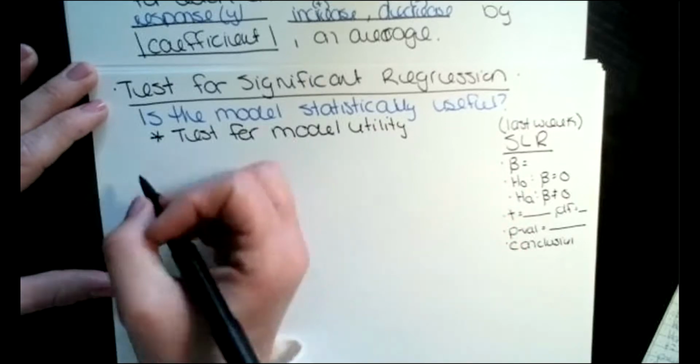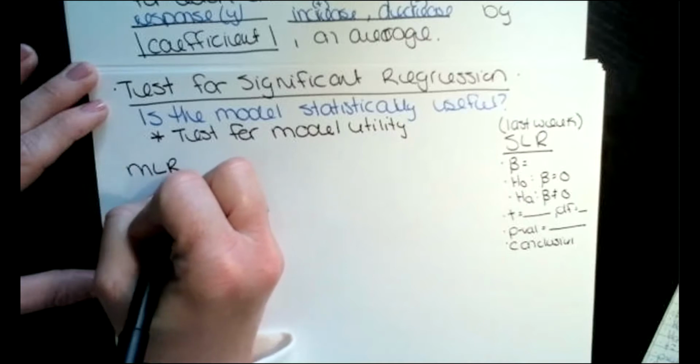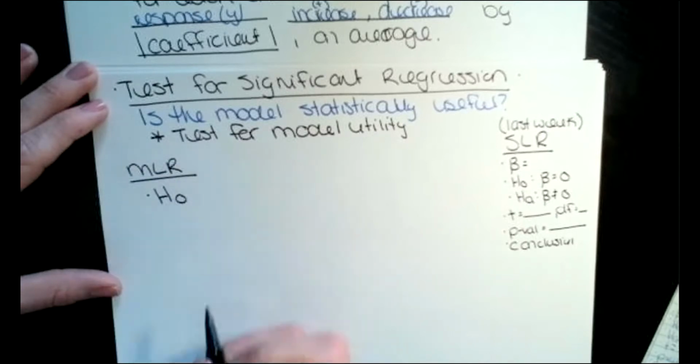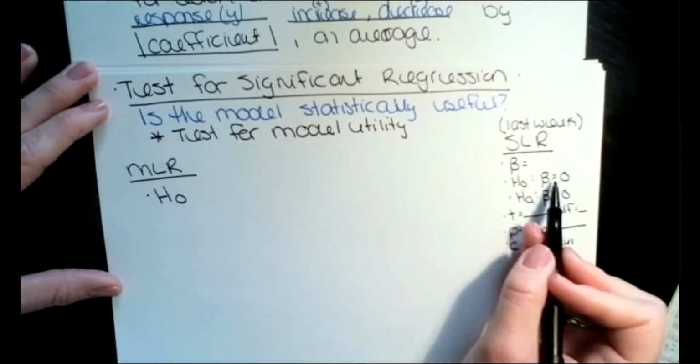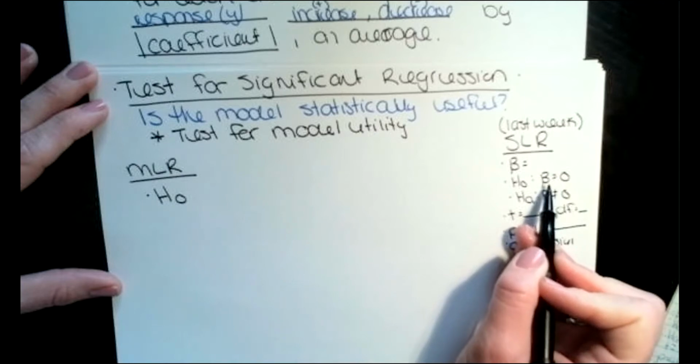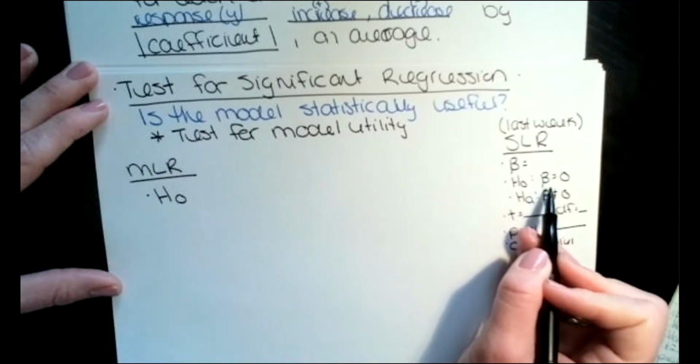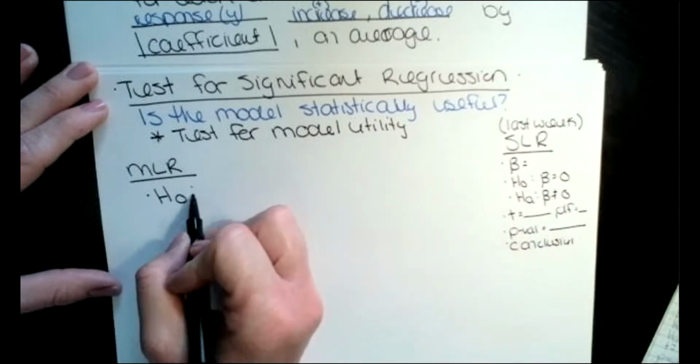So here for multiple linear regression, we're going to identify our null and our alternative. Our null and alternative are still the same, but we don't have one beta anymore, right? We have multiple betas. We have a beta for every predictor. So I can't just say beta is equal to 0. I have to list them all.